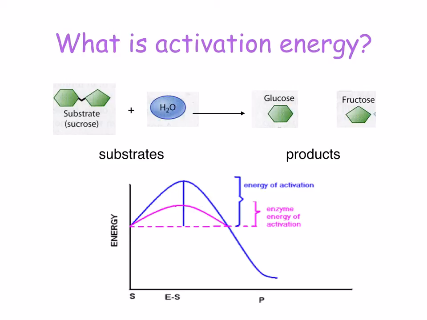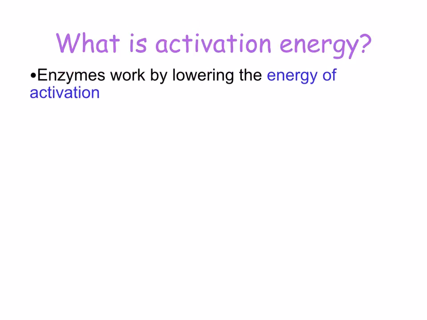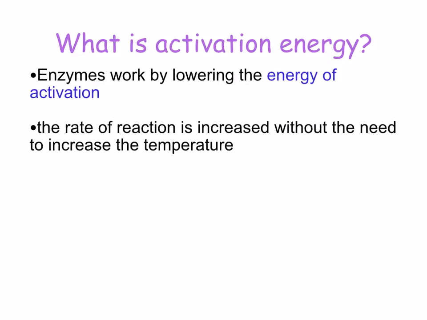Well, they lower this activation energy so that the reaction can happen more easily. For example, they allow many reactions to take place at a lower temperature than normal. This means that metabolic reactions can happen quickly in our bodies at 37 degrees Celsius. Now, 37 degrees Celsius is actually quite a low temperature in terms of chemical reactions. So what is activation energy? Enzymes work by lowering the energy of activation. The rate of reaction is increased without the need to increase the temperature.